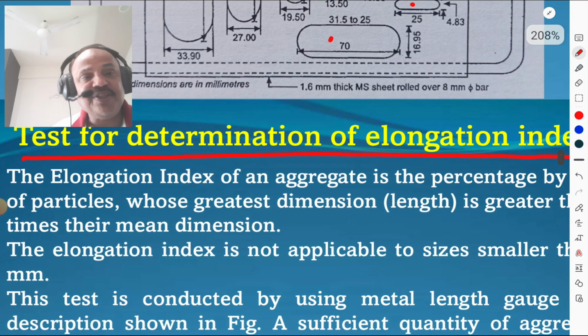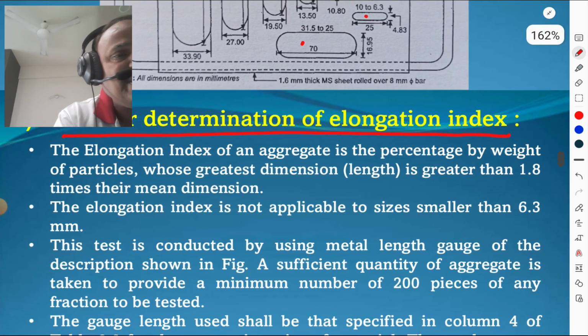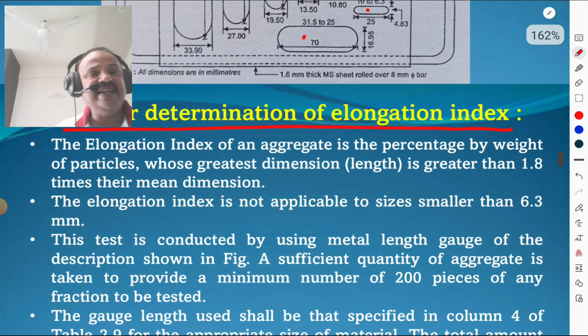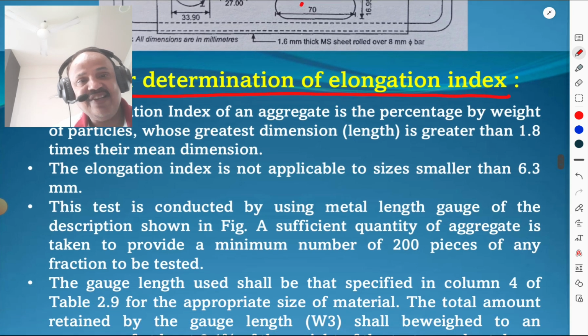Then test for determination of elongation index. फ्लॅकिनेस इंडेक्स नंतर आपण इलॉंगेशन इंडेक्सकडे वळू. The elongation index of aggregate is the percentage by weight of particles whose greatest dimension is greater than 1.8 times than their mean dimension. तिथं 3/5 होतं, इथं 1.8 times than their mean dimension. The elongation म्हणजेच काय? लंबुळकी particles. The elongation index is not applicable to the sizes smaller than 6.3 mm, same as that of flakiness index.